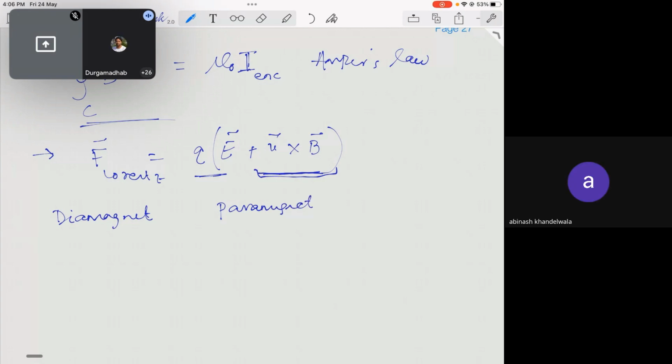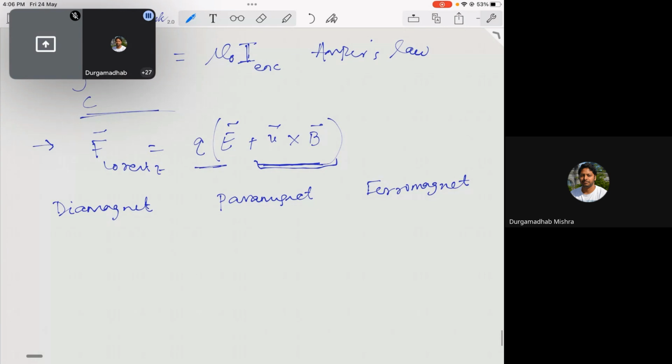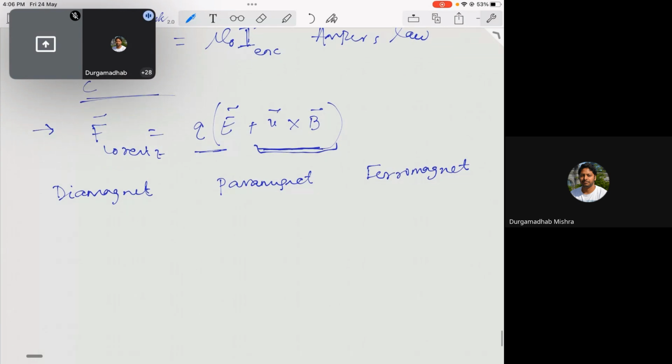and a ferromagnet. So this diamagnet, paramagnet, and ferromagnet are how you distinguish a material based on how it responds when you are applying a magnetic field.